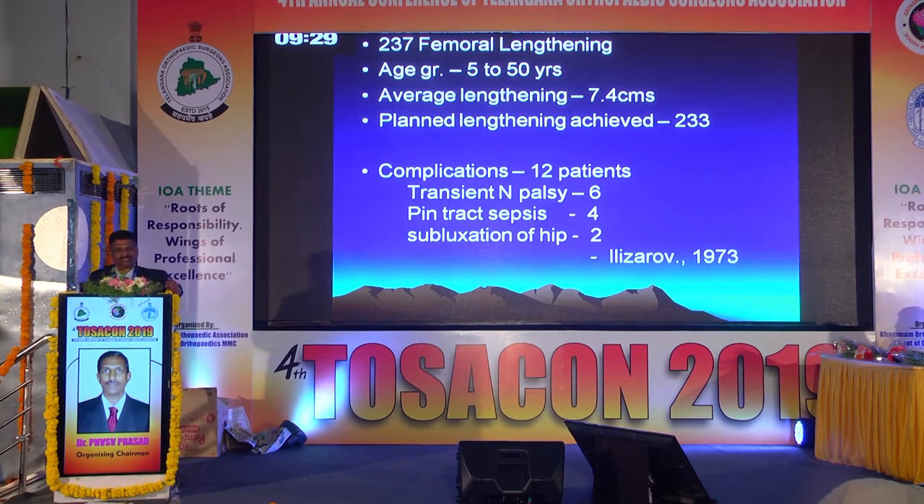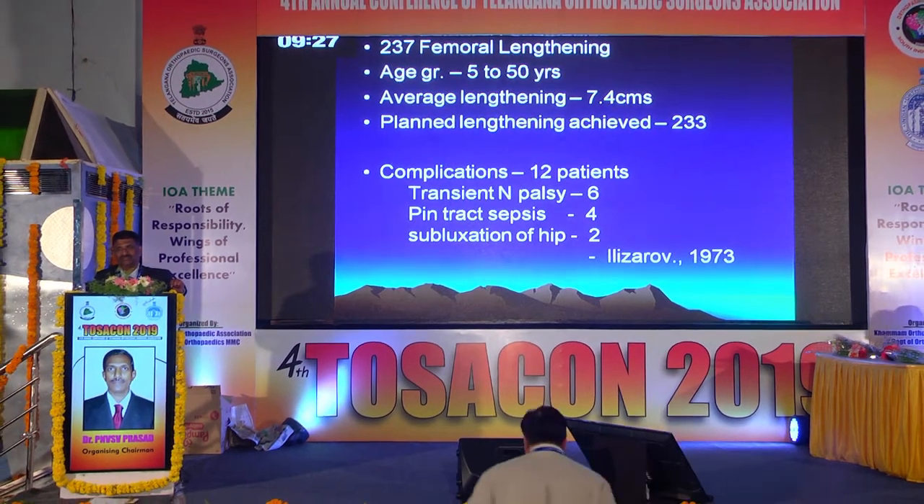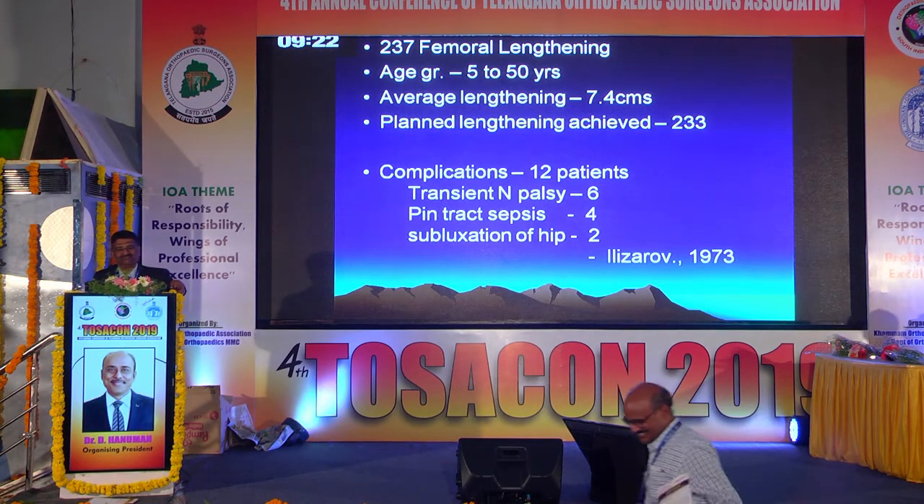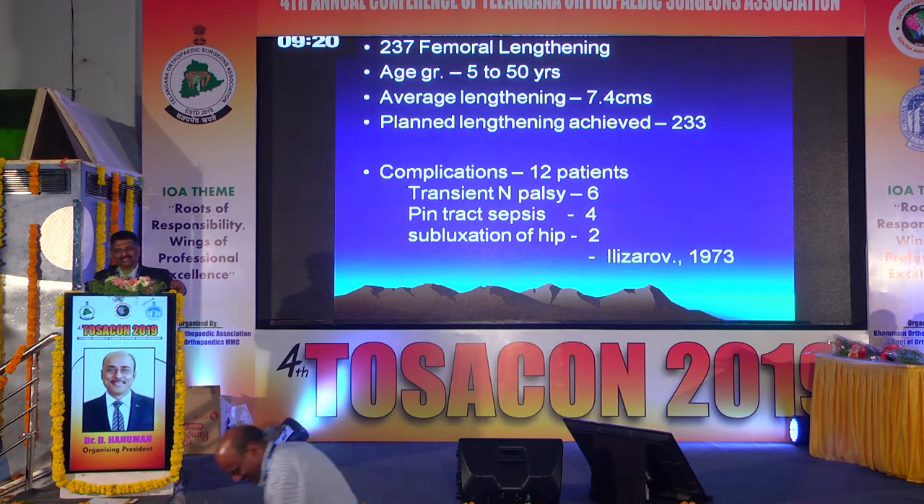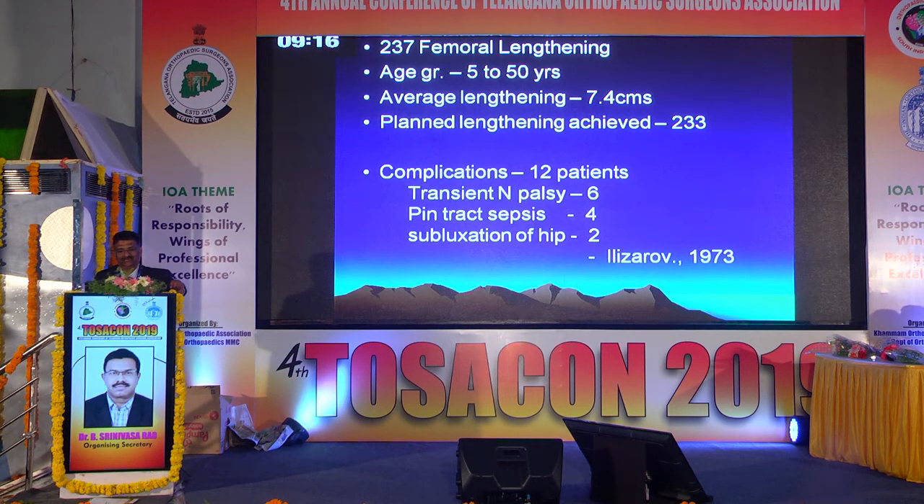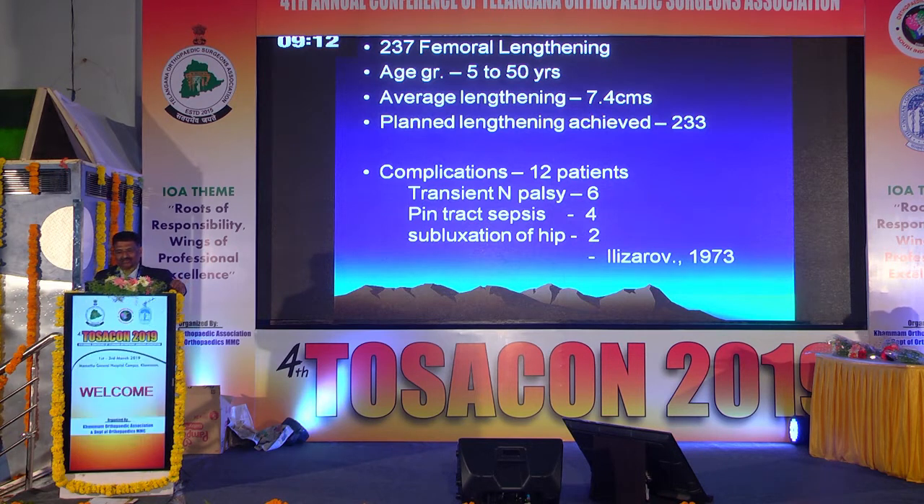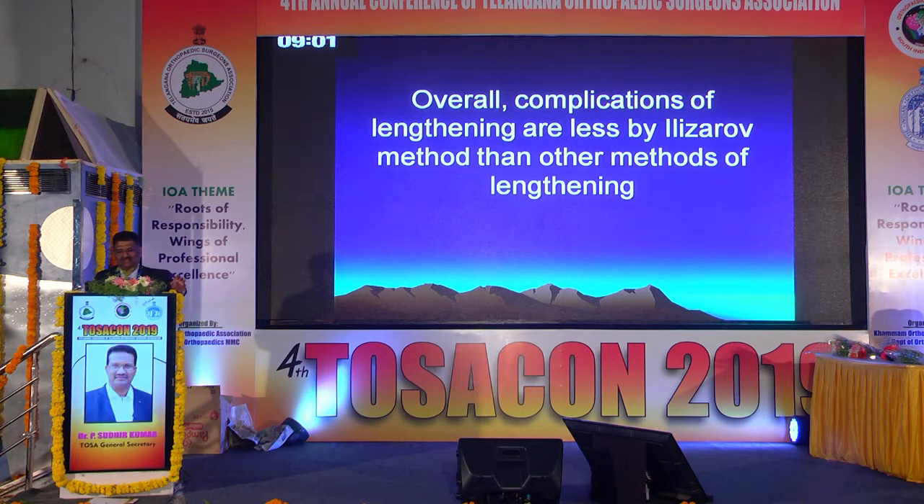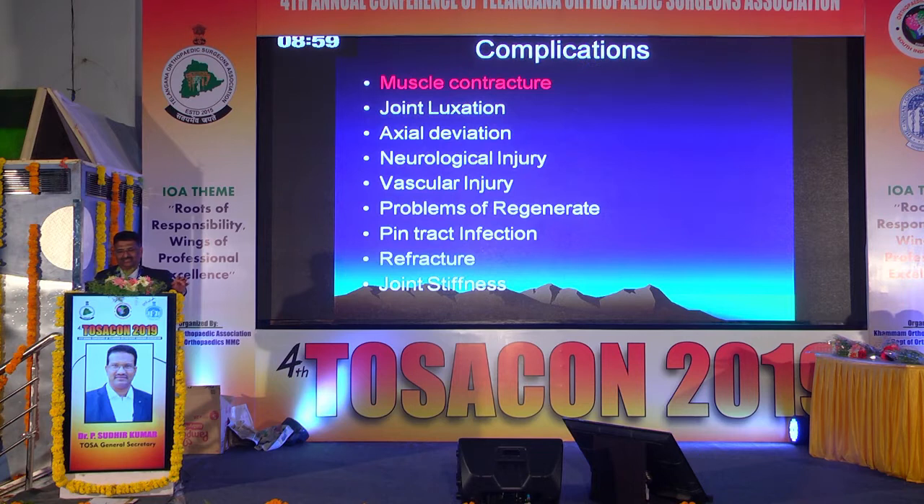Whereas if you are using the Ilizarov method, in the publication from 1973, there were 237 femoral lengthenings, the average length was 7.4, age group 5 to 50, planned lengthening was achieved in 233, and complications were very few. 12 patients had transient nerve palsy, and 2 had hip subluxation. So overall complications of lengthening were fewer with the Ilizarov method than with any other method of lengthening.